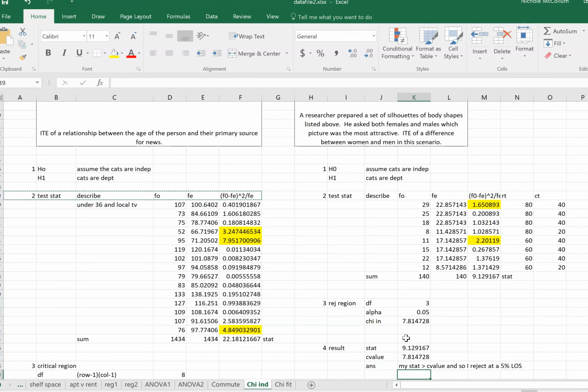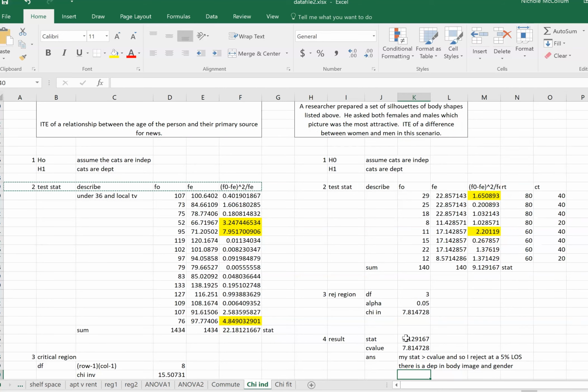And what does this mean? There is a dependency in body image and gender. There is a clear dependency in body image and gender according to this study. Awesome.